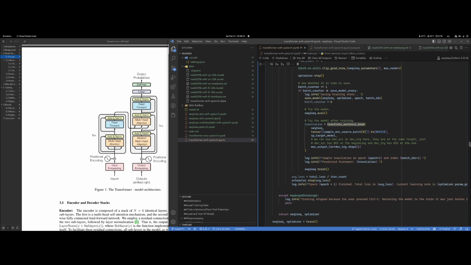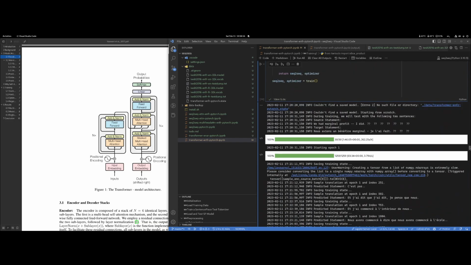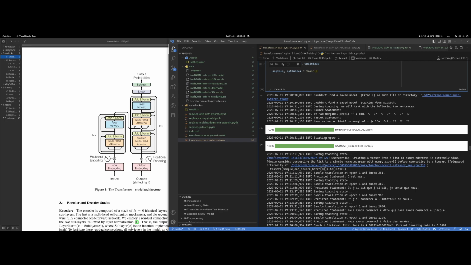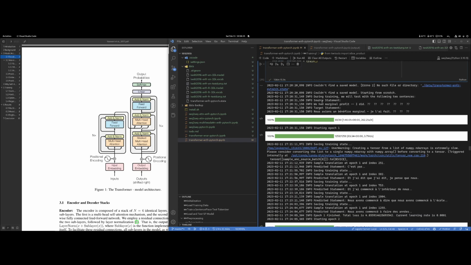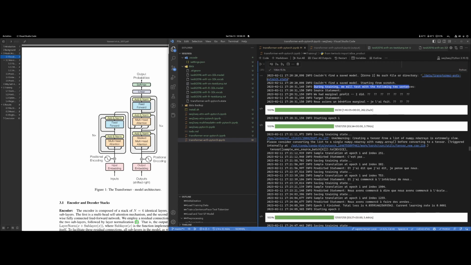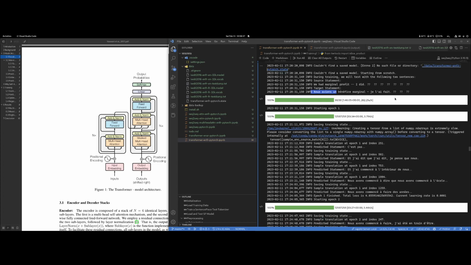I ran this before the presentation, so I can show you how it's working. You can see that it's starting, it doesn't have a saved model, and during the training we will test with the following sentences. I have this statement here, we had a marginal profit, etc., and this is the target statement, nous avions bénéficié, etc. So that's my goal here.